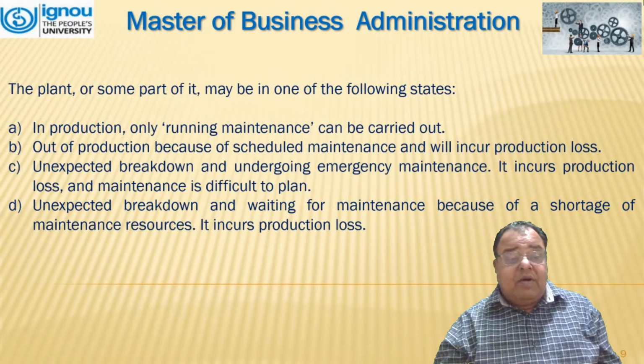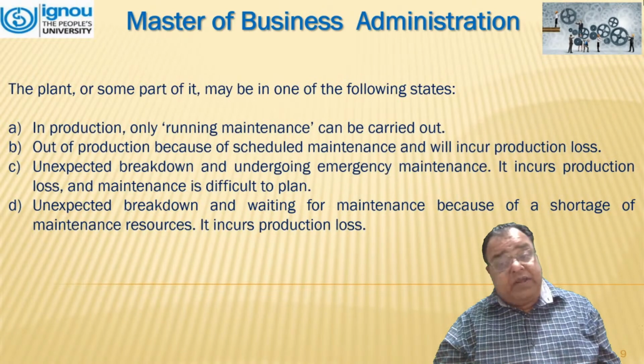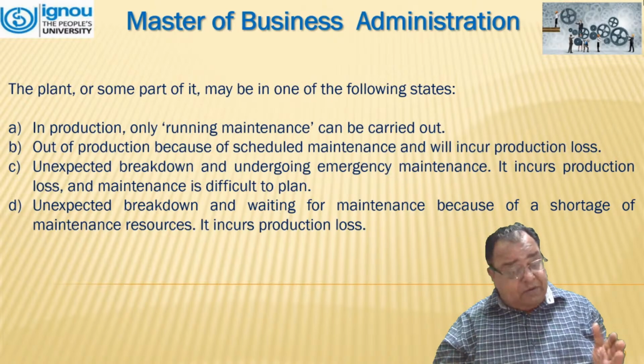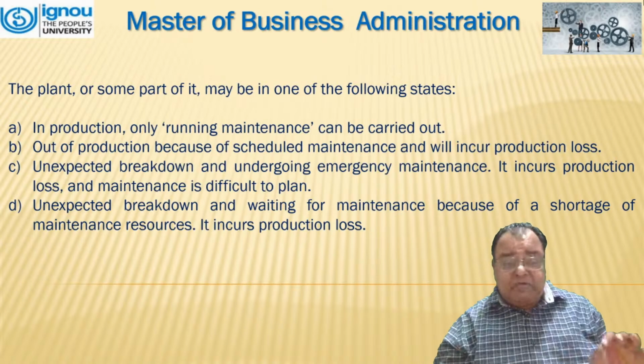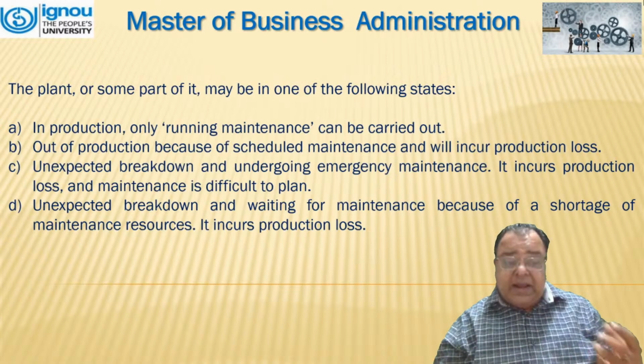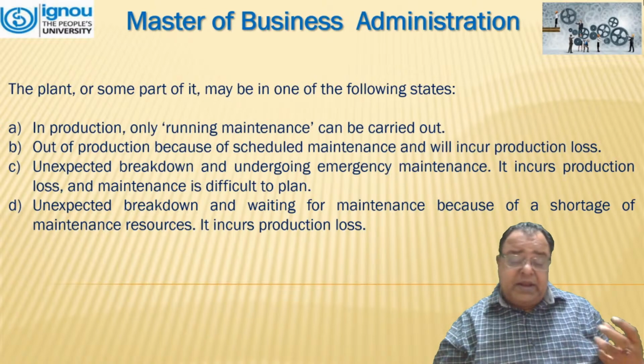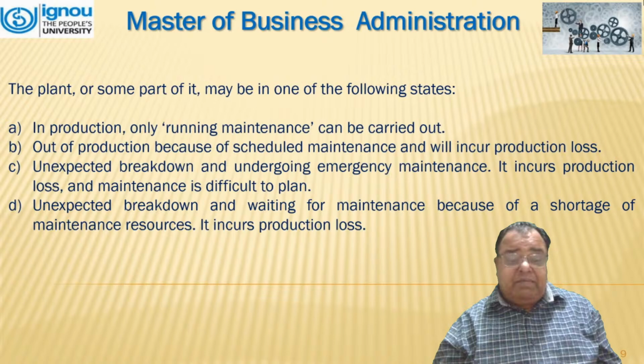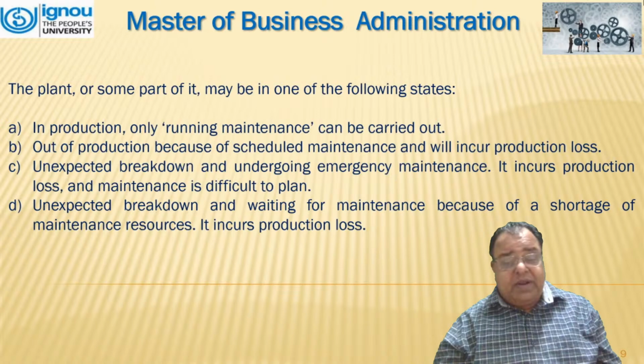The plant, or some part of it, may be in one of the following states. In production only, running. Maintenance can be carried out off production because of scheduled maintenance and will incur production loss. Unexpected breakdown and undergoing emergency maintenance, it incurs production loss and maintenance is difficult to plan. Unexpected breakdown and waiting for maintenance because of shortage of maintenance resources, which also incurs production loss.